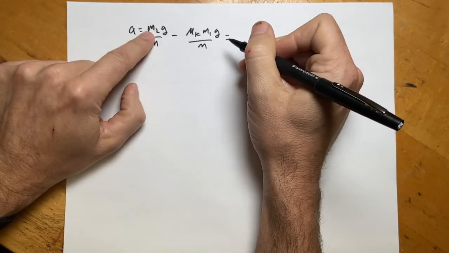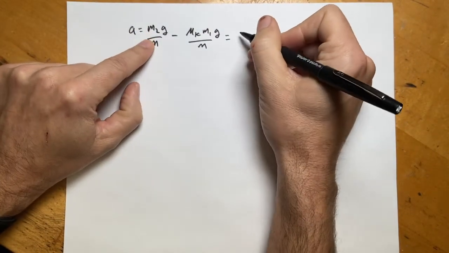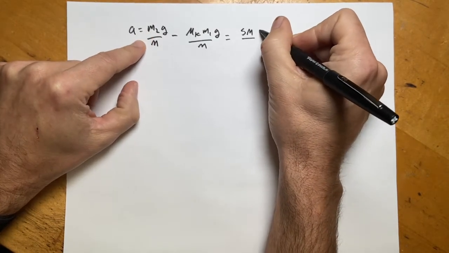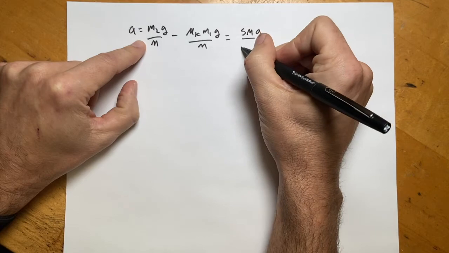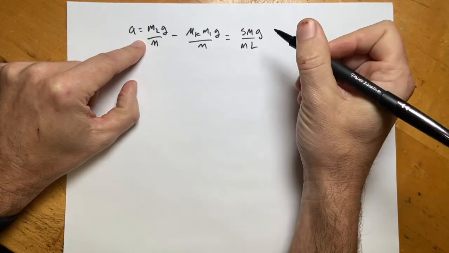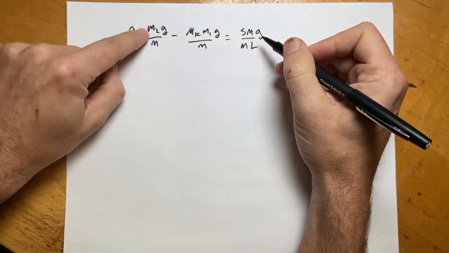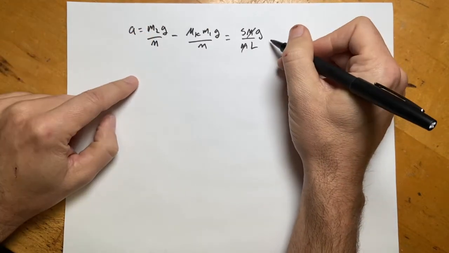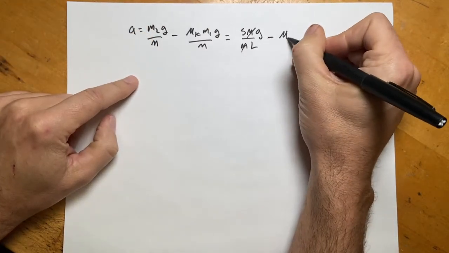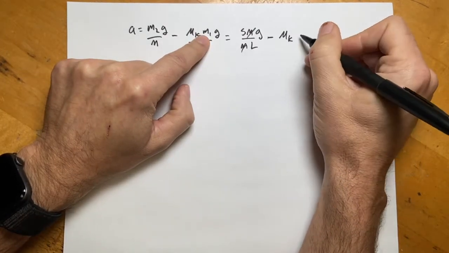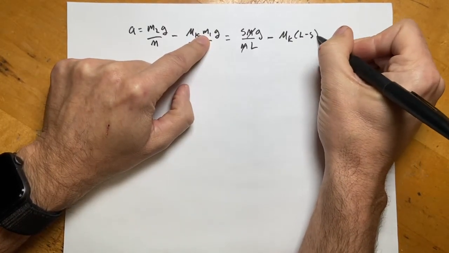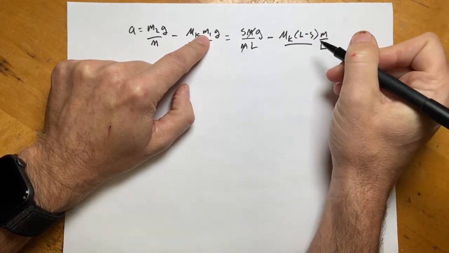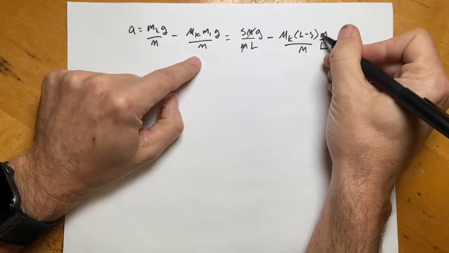Now I can put in my expression for m2 and m1. So this is going to be s m over L times g over m, because the m2 is s m over L, and the mass cancels. And then minus mu k, and m1 is going to be L minus s m over L, and then I had over m. So these masses cancel.